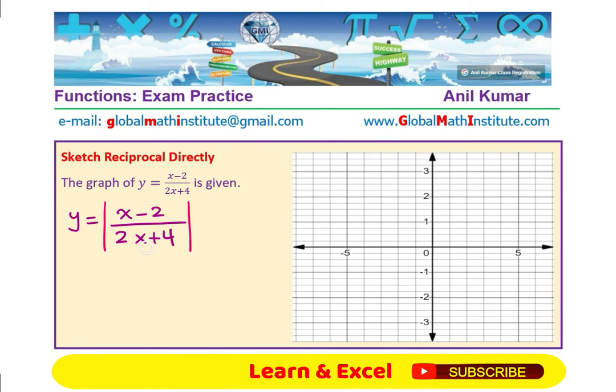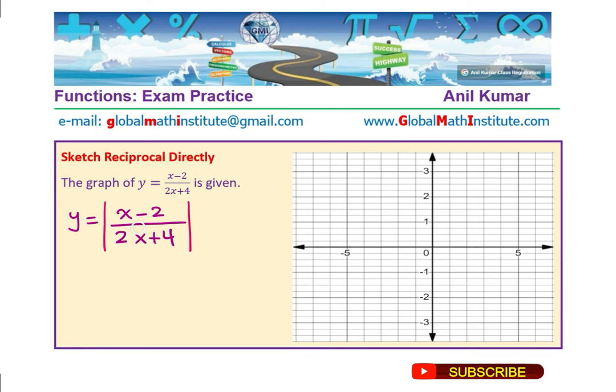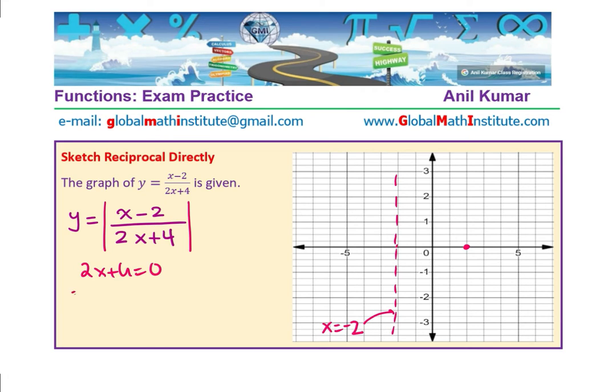So let us see, how do we do the rational function, which is x minus 2 over 2x plus 4? Well, again, x minus 2 means x-intercept at 2, right? 2x plus 4 means vertical asymptote. So at minus 2 we have a vertical asymptote. That is where 2x plus 4 equals 0, right? So x is equal to minus 4 by 2, which is minus 2, correct?